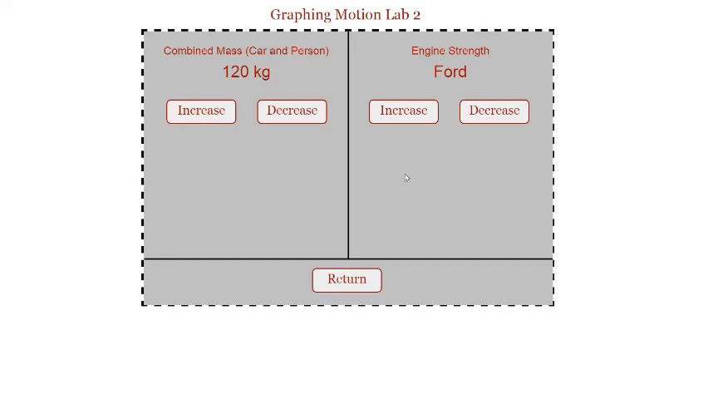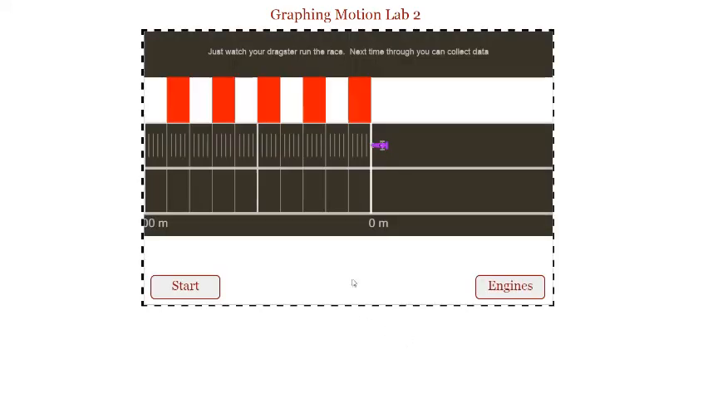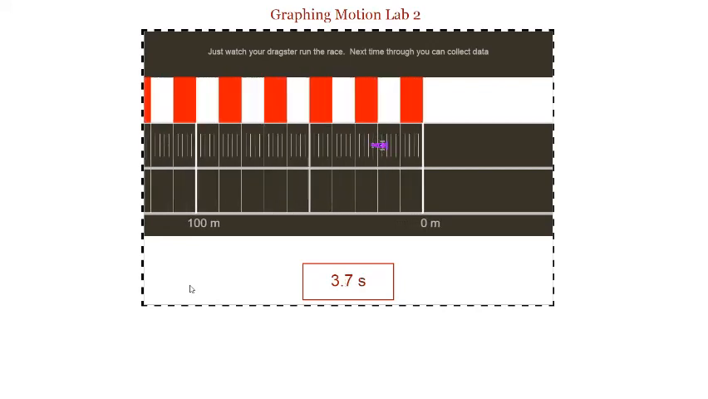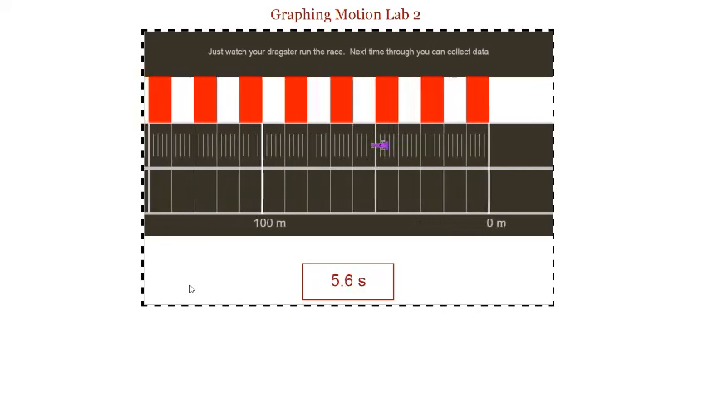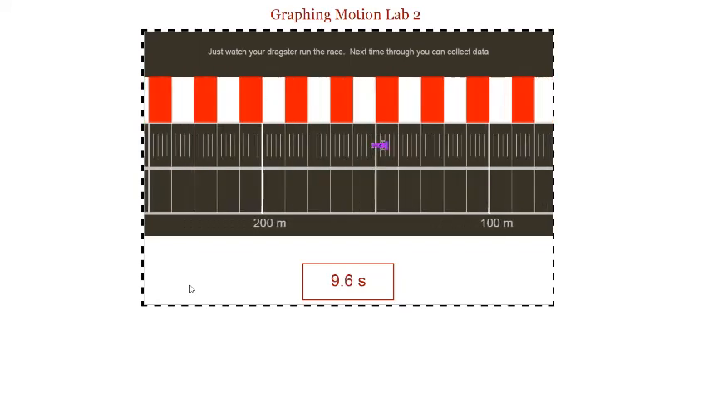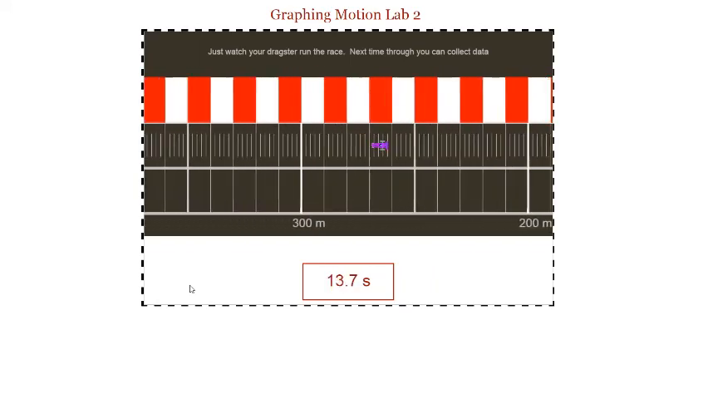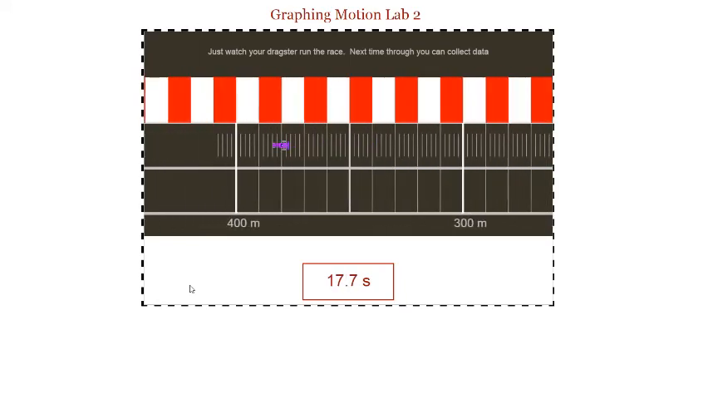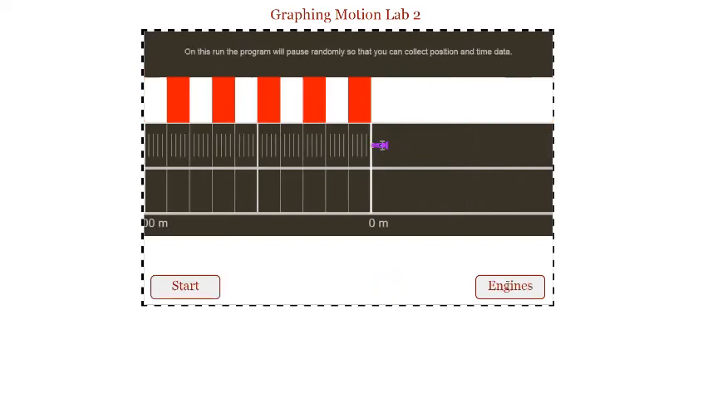Wikipedia it. Anyway, you set your variables, and then you actually go ahead and just hit start, and just watch it for the first time. Just let it rip. Watch the motion of the dragster. You're not going to collect any data right now. Notice that the dragster just runs through the race for this first trial. Next time through, we're actually going to collect data. So great. Now we hit reset. Now you're ready to collect data.